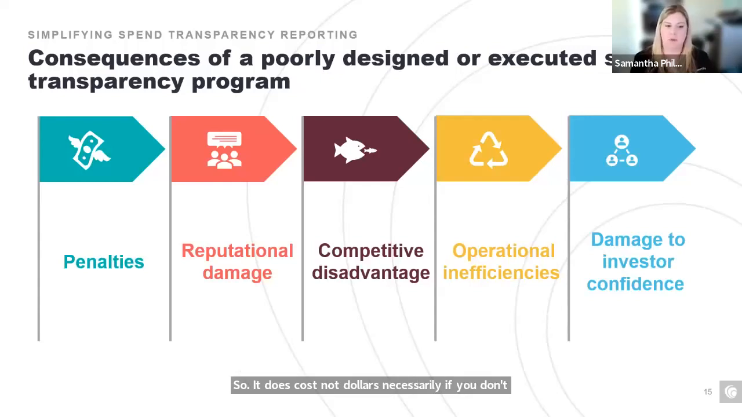And then the last relates to your reputational damage and competitive disadvantage. There can be damage to investor confidence, again, because if you're not complying or can't comply with something that's required of the industry, then that can be problematic.